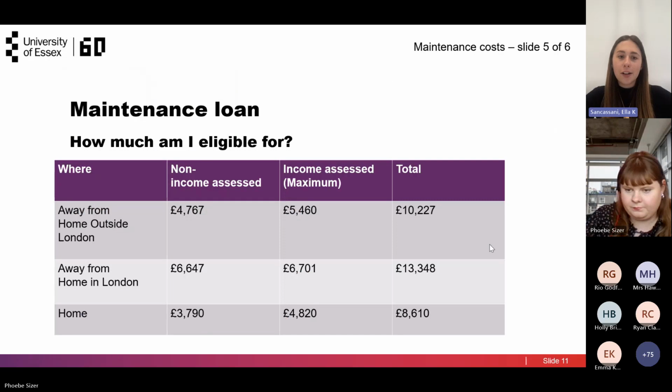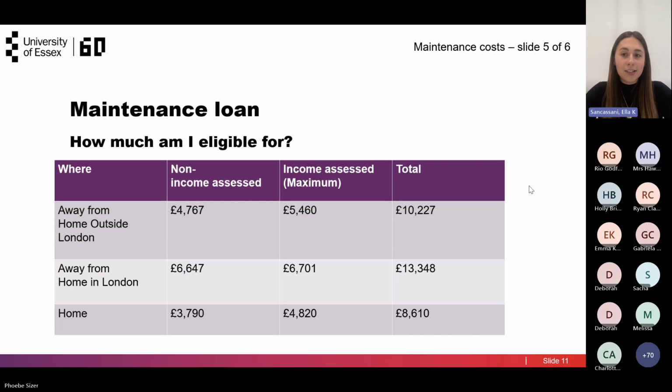So how much might your young person be eligible for? As I mentioned, where they decide to go to university does vary what might be available to them. If they decide to move away from home but live outside of London, the non-income assessed part of this maintenance loan is £4,767. However, if they are wanting to apply up to the maximum amount available, they could get up to a further £5,460, totaling up to £10,227 to support them with their living costs when they move away to university.